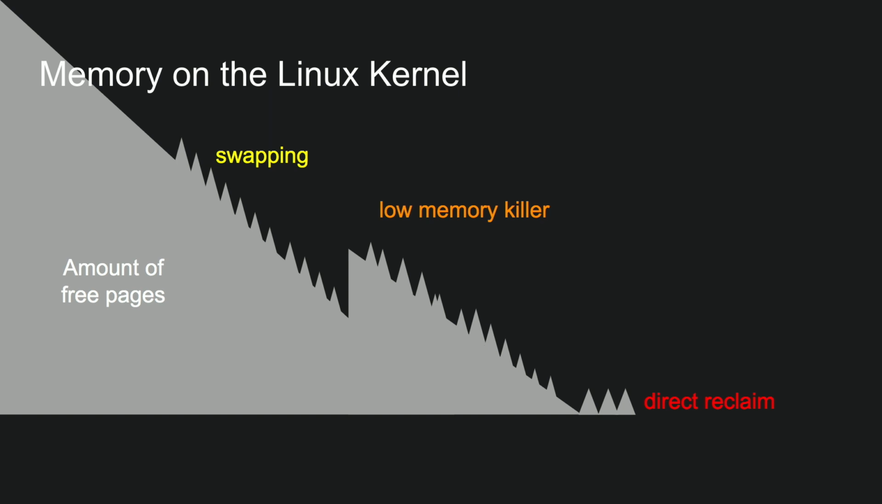So the Linux kernel on Android does a couple of special things when we get into memory pressure. So this kind of weird graph that I've drawn, on the far left there, we have a comfortable memory situation where the memory supply can meet the demand. We have enough free pages where if a system or a process asks for more memory, we can give it to them without worrying too much.